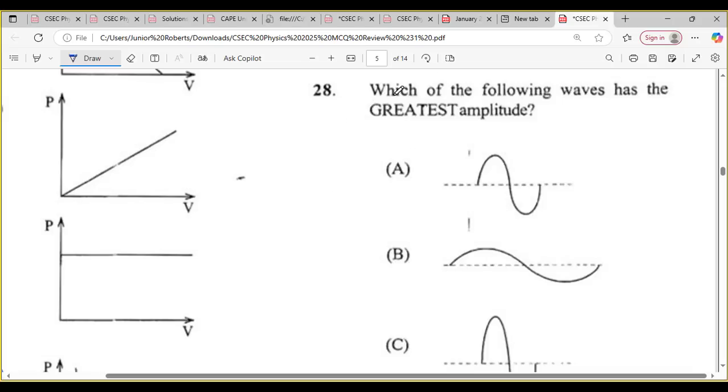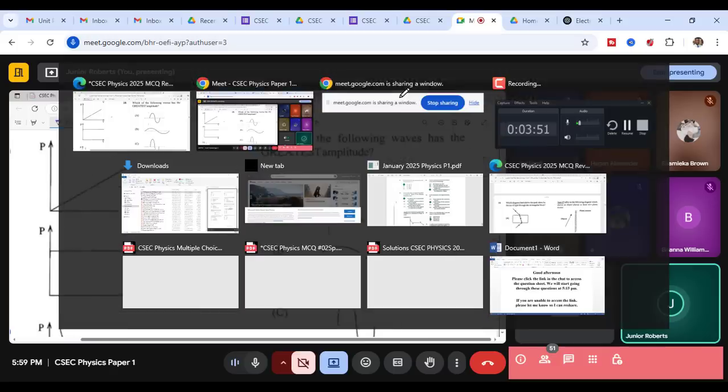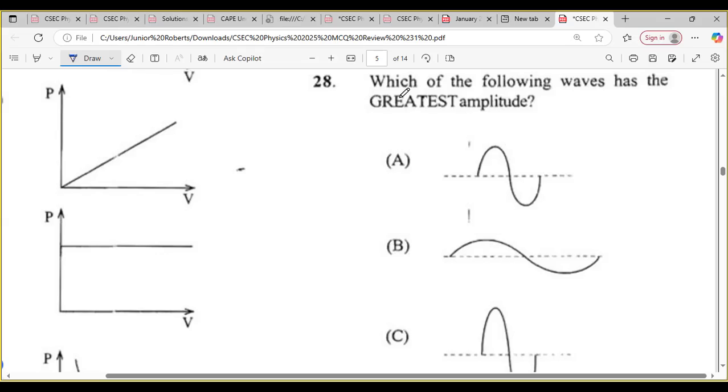Okay, let's go, continue. Which of the following waves has the greatest amplitude? I want us to go through one more paper, so maybe we actually extend this beyond 7. Hopefully by 6:30 we can complete this question and then start the next paper. Okay, so we'll give an answer for this one.